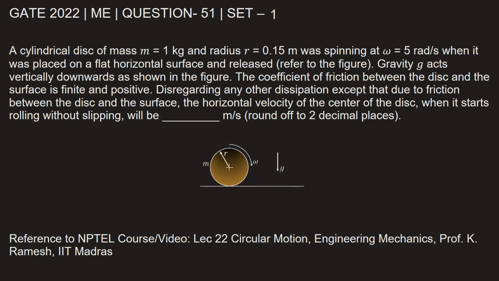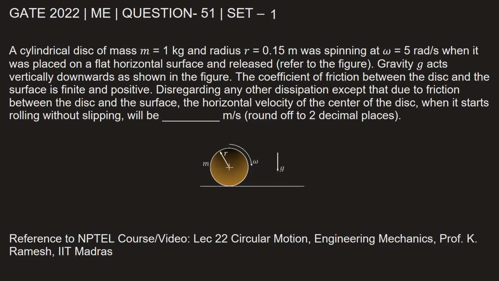This question is from GATE 2022, Mechanical Engineering paper, question number 51. A cylindrical disc of mass m equal to 1 kg and radius r equal to 0.15 meter was spinning at omega equal to 5 radians per second when it was placed on a flat horizontal surface and released. Refer to figure. Gravity g acts vertically downwards as shown in the figure.